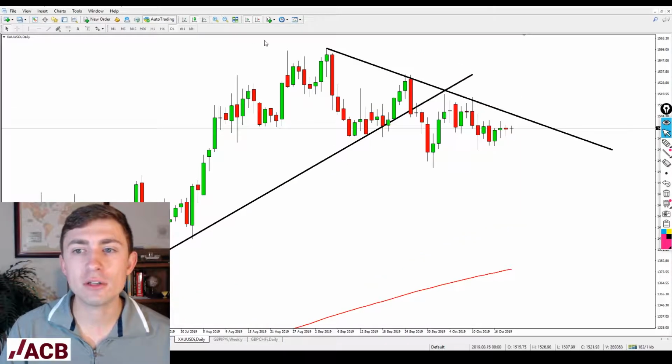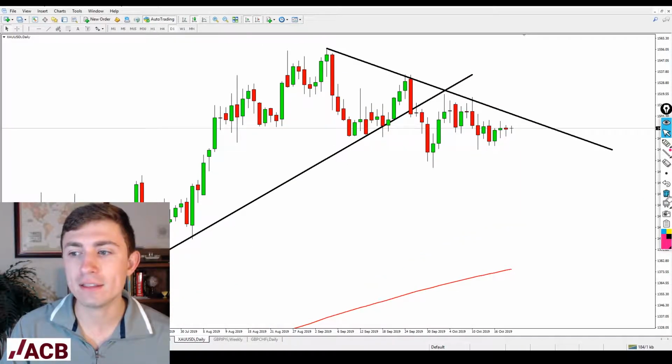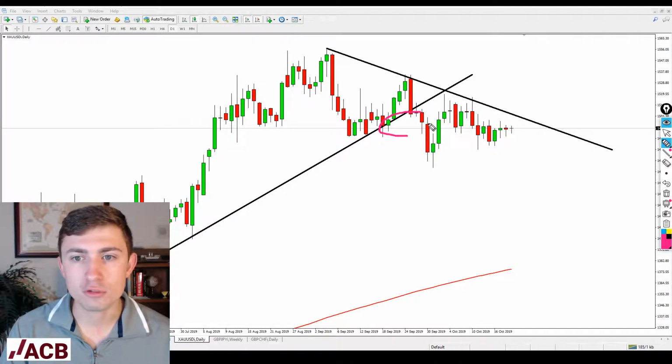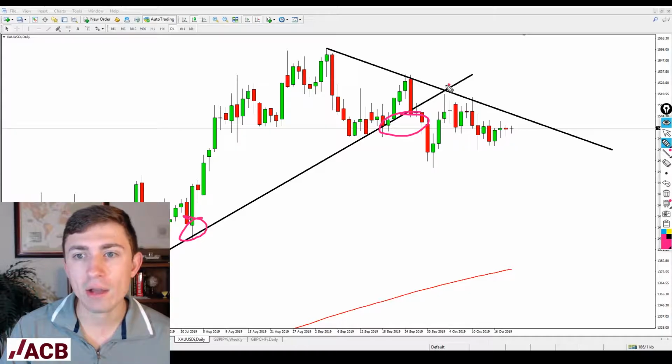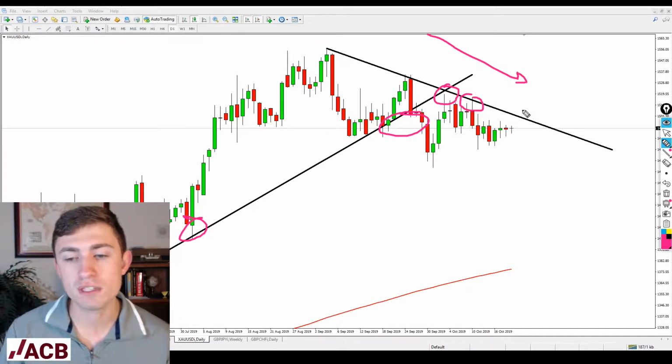For now, the sellers are holding control as we've broken underneath this major trend line level here. This trend line that we pointed out was bullish has now held as a bearish zone, and now we're seeing some downward momentum in the market. We'll see where it goes from here.